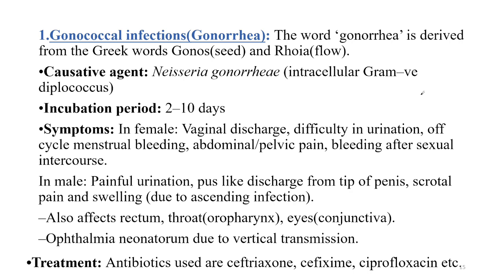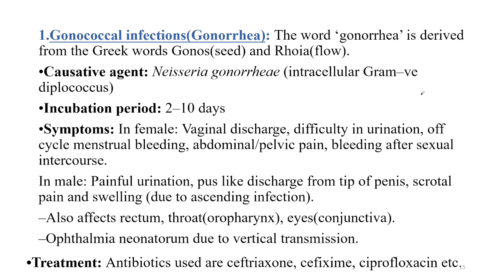Causative agent, Neisseria gonorrhoeae. It is an intracellular gram-negative diplococcus. Incubation period is 2 to 10 days approximately. Symptoms in female: vaginal discharge, difficulty in urination, off-cycle menstrual bleeding, abdominal or pelvic pain, bleeding after sexual intercourse. In male: painful urination, pus-like discharge from tip of penis, scrotal pain and swelling due to ascending infection. Also affects rectum, throat, eyes, ophthalmia neonatorum due to vertical transmission, that means transmission from mother to newborn child.